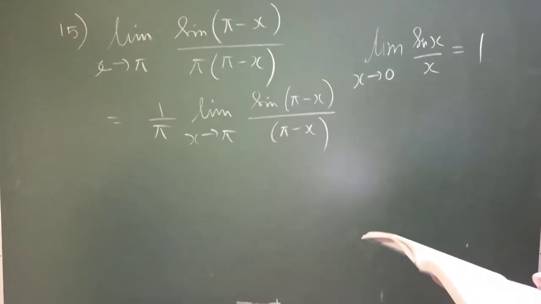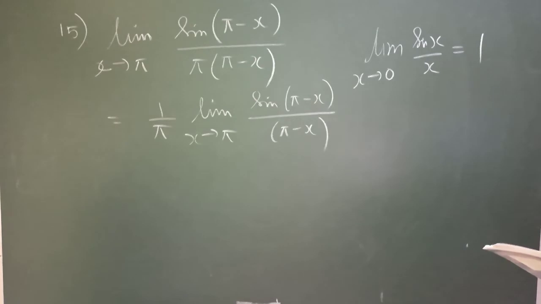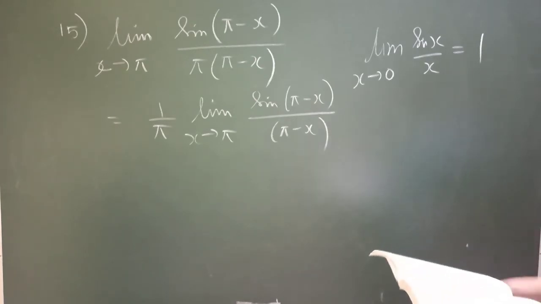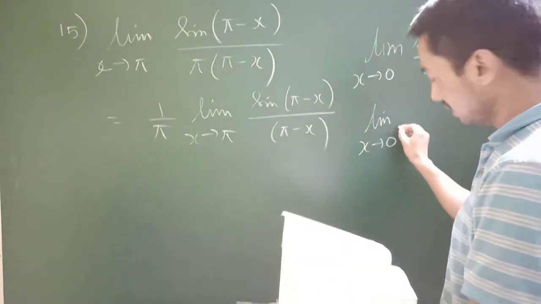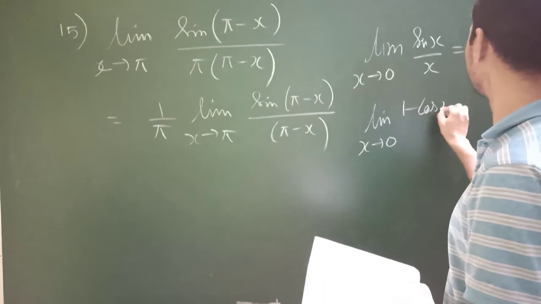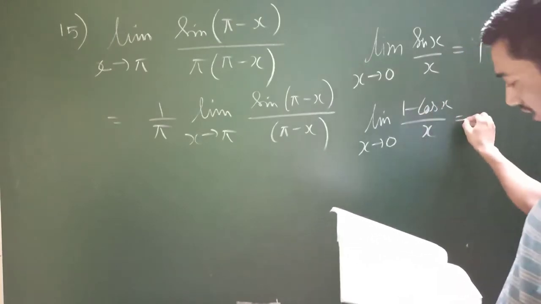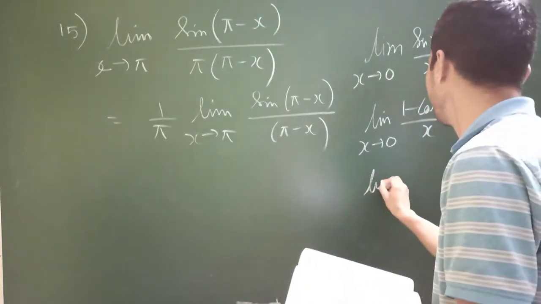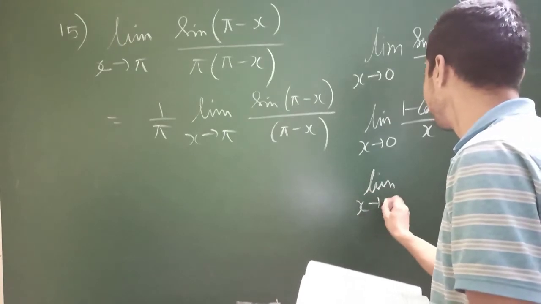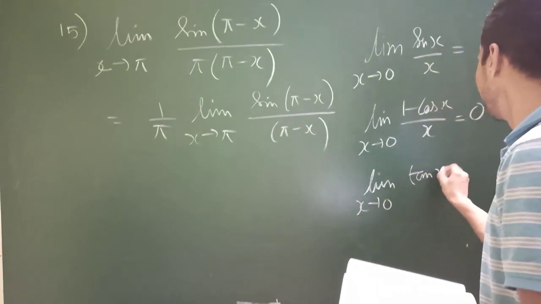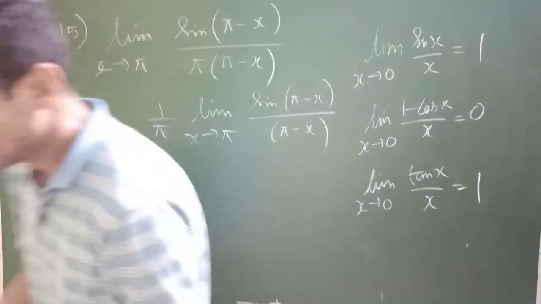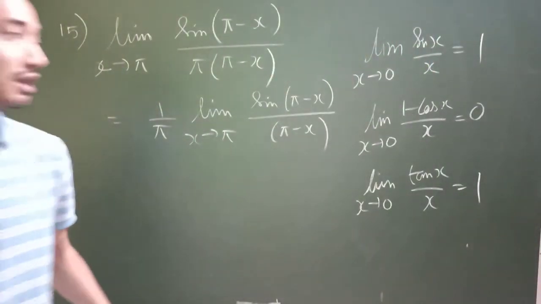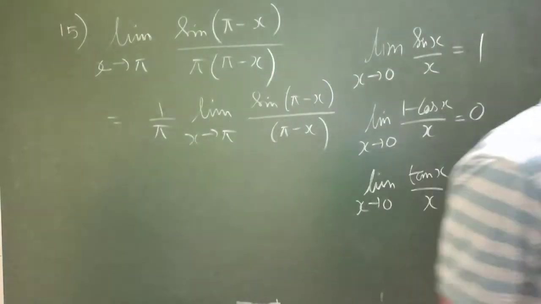Alright, it does hold for tan x also. Another one would be the limit as x tends to 0 of 1 minus cos x by x is equal to 0. And even for tan x, the limit as x tends to 0 of tan x by x, of course, would be 1. So these theorems we will be needing. So you can kindly note down these 1, 2, 3 theorems also.